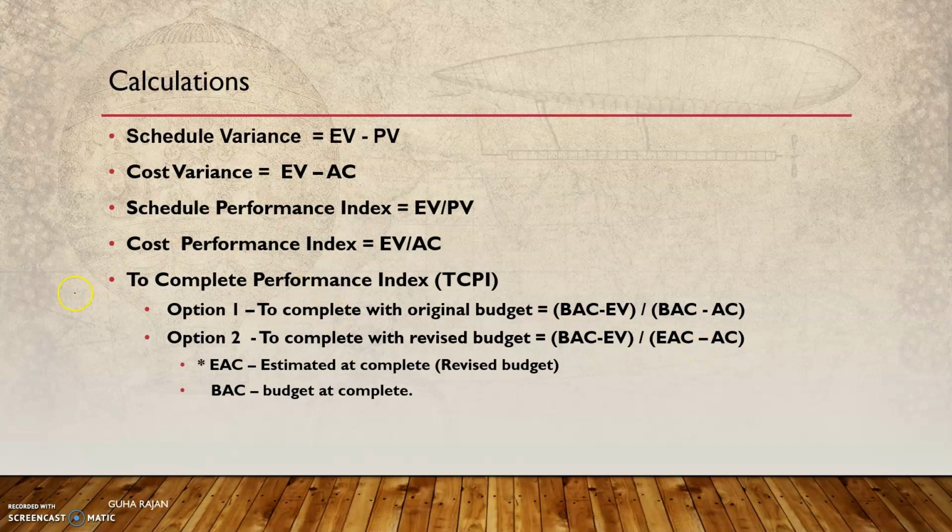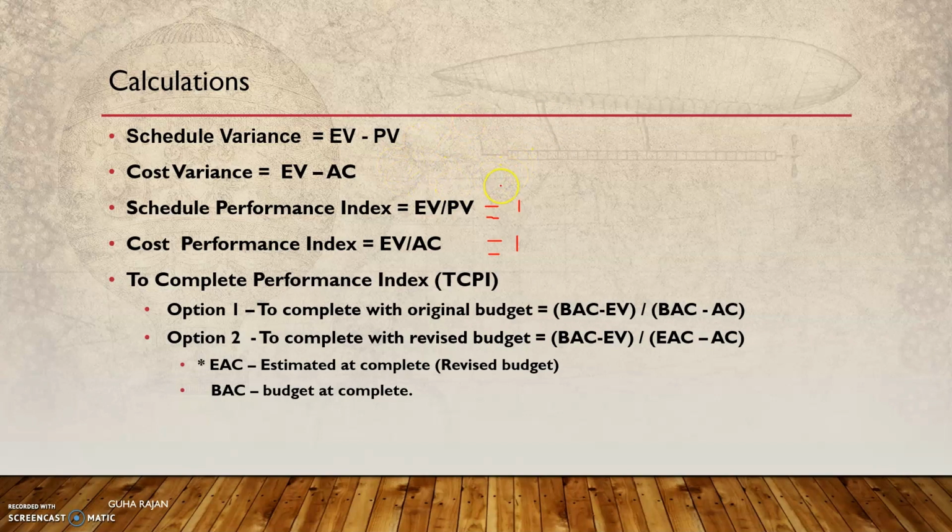So these are the formulae of schedule variance, cost variance, schedule performance index, cost performance index, and finally the to-complete performance index. So when schedule performance index is equal to 1, that is EV divided by PV, it is on track because there is no schedule variation. Suppose you want to make one table as the plan and you are making one table a day. Naturally, there is no schedule variance.